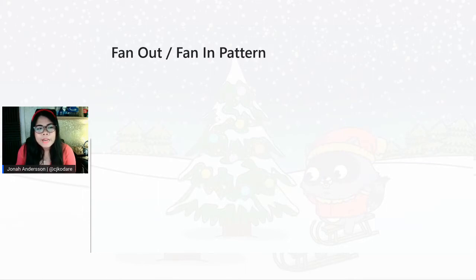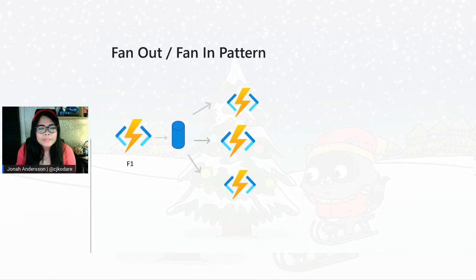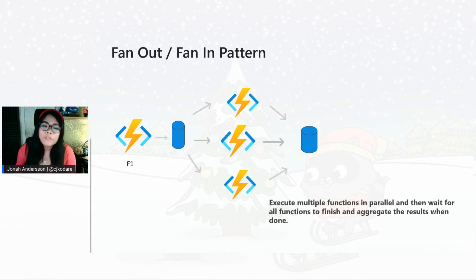The next pattern is the fan out/fan in pattern. You fan out and then you fan in. In this pattern, you execute multiple functions in parallel and then wait for all functions to finish, to aggregate the results when they're done. This is not easy to do with normal functions. It's not easy to fan out without losing state. You have to save or send multiple messages to a queue before you can fan back in. Fanning back in is more difficult. So the fan out/fan in pattern is pretty useful in serverless stateful workflows.